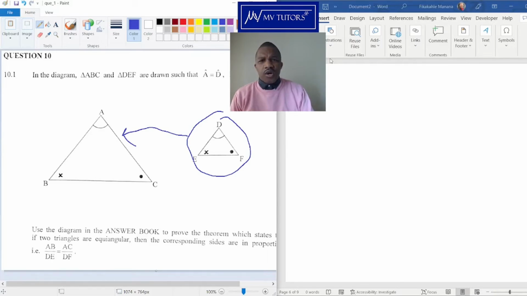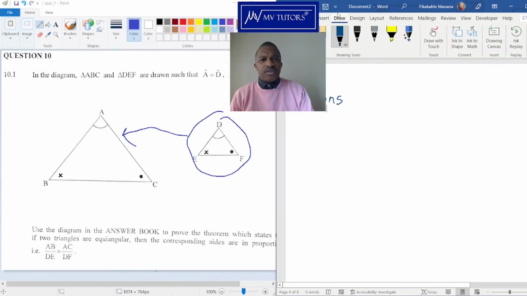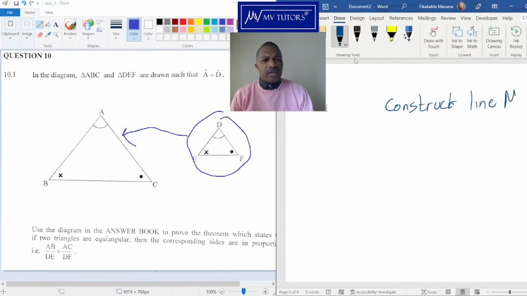Okay, so we are going to say construct. Okay, my bad, you can't see that. So what I'm going to do is construct line MN. I'll call it MN. So I'll come this side.